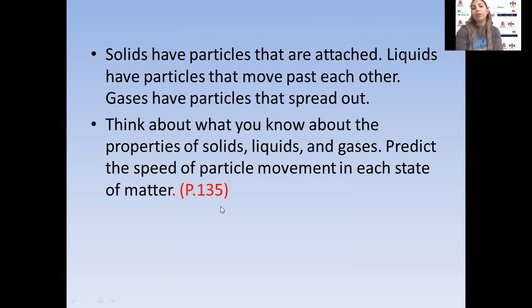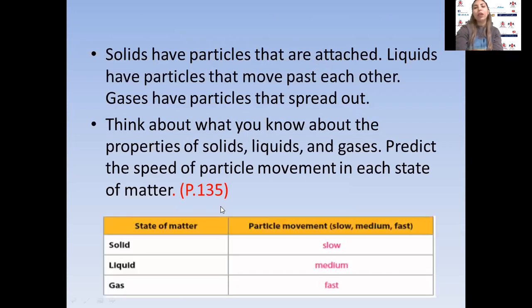Page 135. So you can complete the table. So solid, the movement, maybe slow, medium, or fast. So solid movement particles, it's slow. You couldn't see it, just vibrate on the spot. Liquid, the motion of particles, medium, while gas, fast. Particle movement is fast. You can write down page 135, guys. You can complete this table.